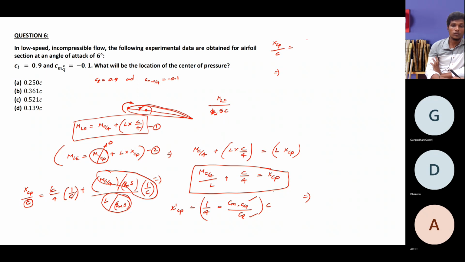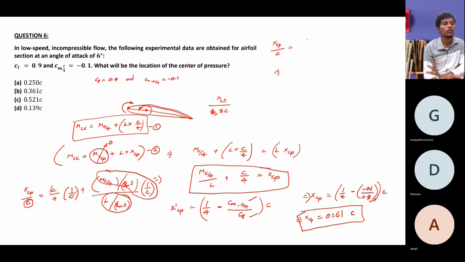If we substitute our values, let me substitute the values. That is XCP is equal to 1 by 4 minus of minus 0.1. If we follow the standard convention of how we derive the equations, the sign convention positive or negative from the theory class, this sign convention will automatically give you the actual result irrespective of your formulations. Then we substituted the lift coefficient as 0.9 here, and the moment coefficient as minus 0.1. We just substituted everything, and then XCP you will get is 0.361 times the chord. This is your solution. Okay, fine.